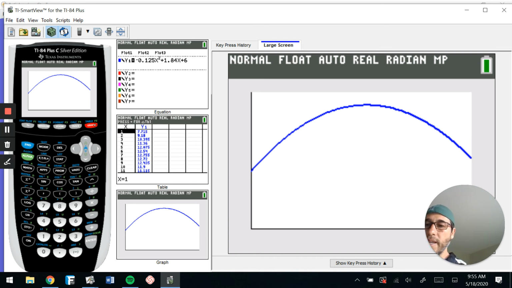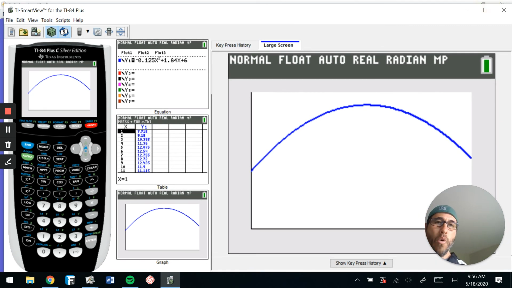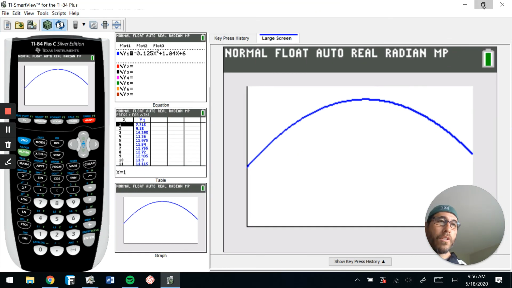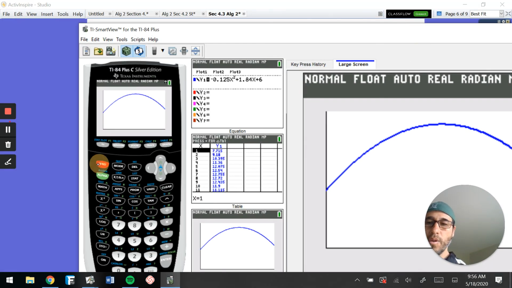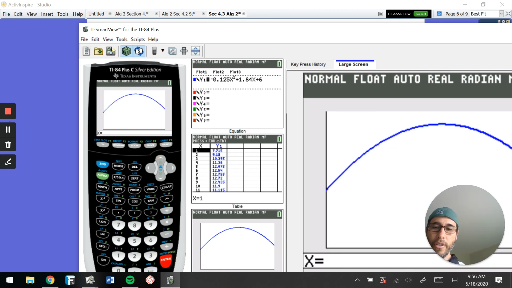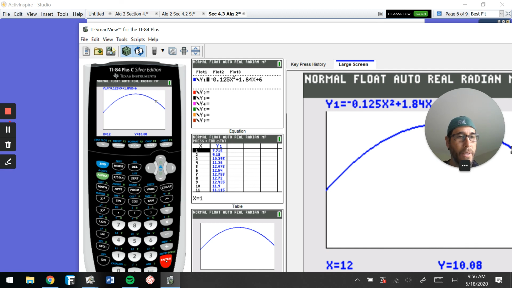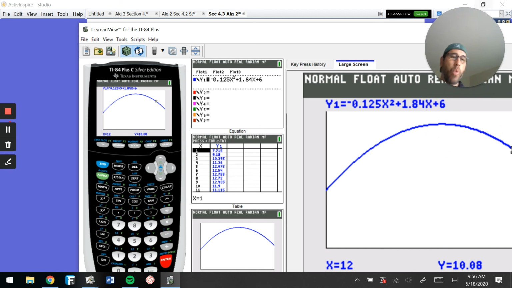How do we check that? Well, we hit second. This button's so awesome in our calculators. So we're going to hit second. Okay, I guess I got to move it over some. Let's move it over here a little bit. We'll go second, calc. We're going to choose value. And for value, I'm going to put in a 12 because that's the x or the time. So after 12 seconds, where am I? Oh, what's it say? It says 12, 10.08.